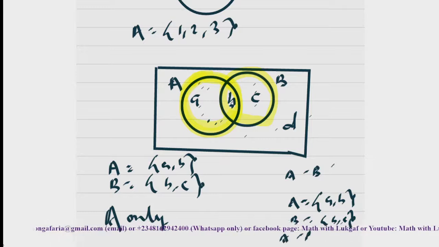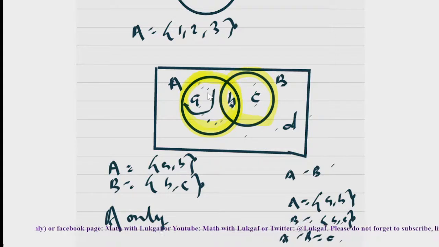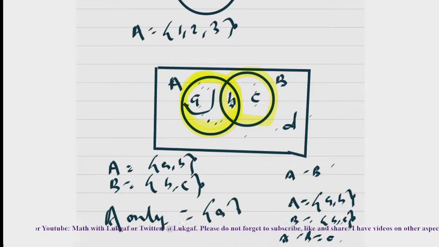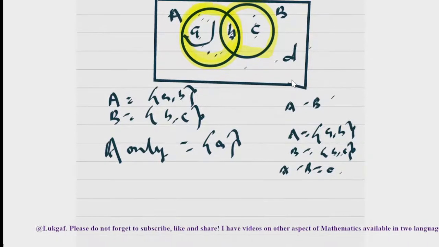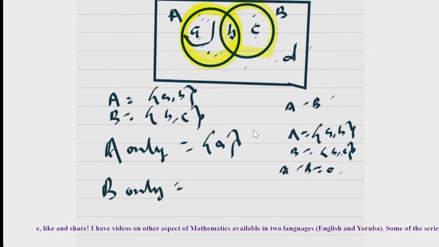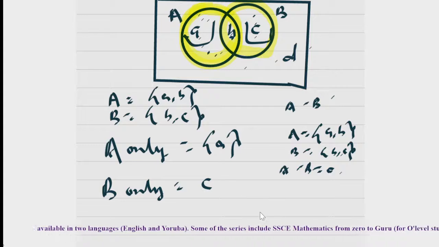You know, A minus B is A, which is A only. We can call it A only. So A only is just here. That is the element inside the region alone. So that will give me A. Based on that, if you apply the same thing, my B only will also be what? Elements in B alone. That is B alone. So that is C.